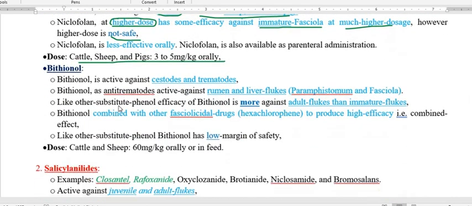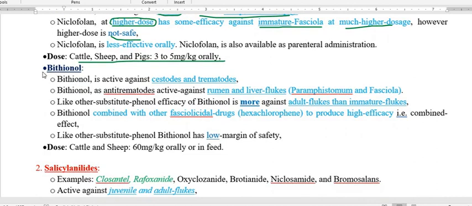body weight orally. The last one under the substituted phenols is bithionol. Bithionol shows activity against cestodes and trematodes. Regarding antitrematodal activity, it is active against rumen and liver flukes like Paramphistomum and Fasciola, but it is against the adult. Bithionol is more active against the adult fluke than the immature.